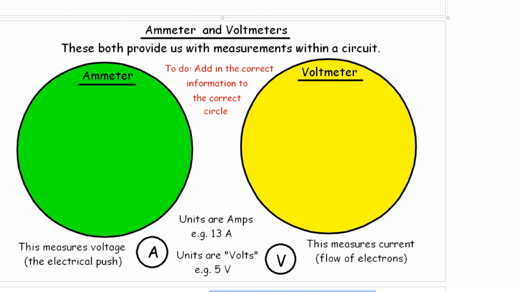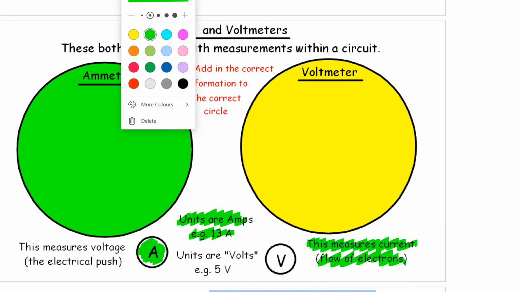Now, ammeters and voltmeters. We've got greens and yellows. What you need to do is actually put the answers into the green or the yellow circle, but I will just colour them in the correct one. So an ammeter, yeah, it's a circle with an A in it. The units are in amps, e.g. 13 amps. And what does it do? It measures current, which is the flow of electrons. All of those go into the green circle.